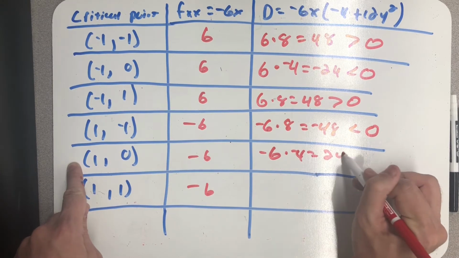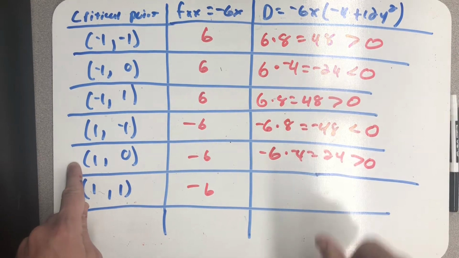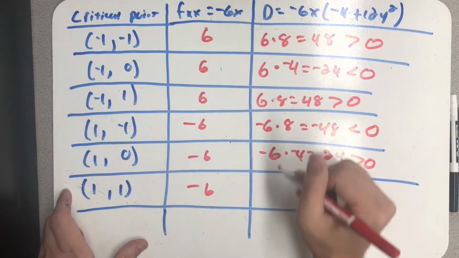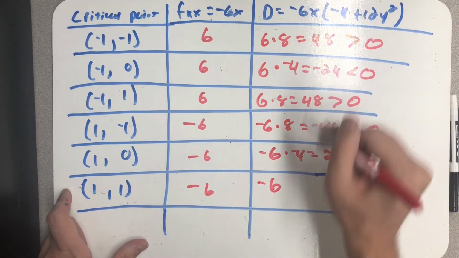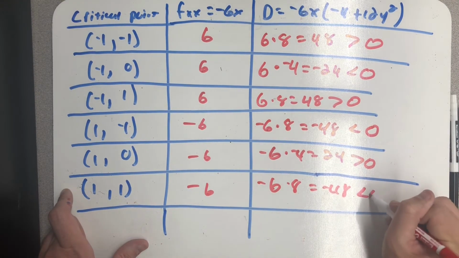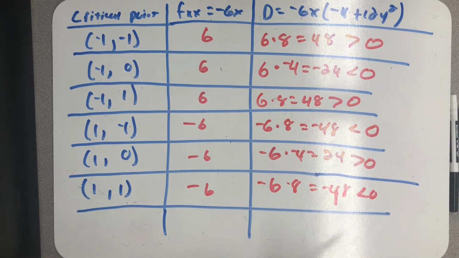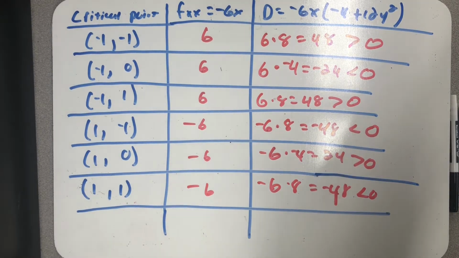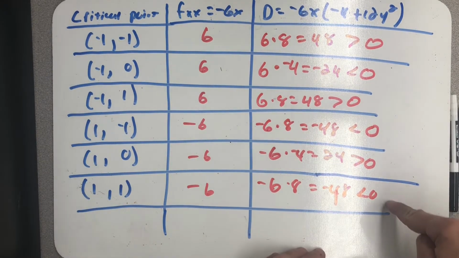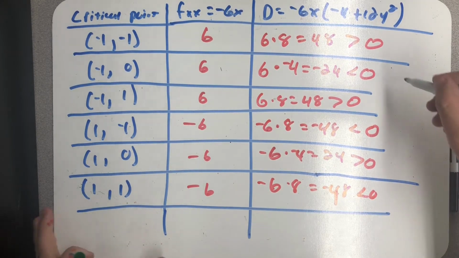Positive 24 this time. And I think I see the pattern filling in this table, but I'm just going to go on and keep calculating them. Minus 6 times 8 is minus 48. All right, so anywhere I have a less than 0, I'll have a saddle point.